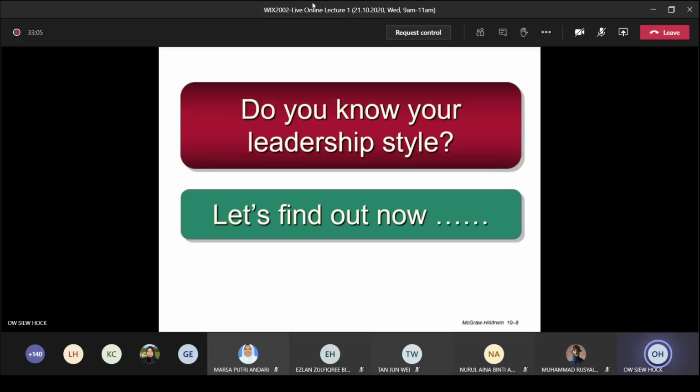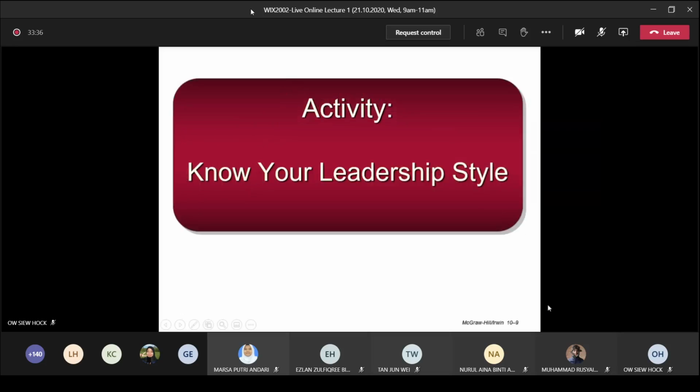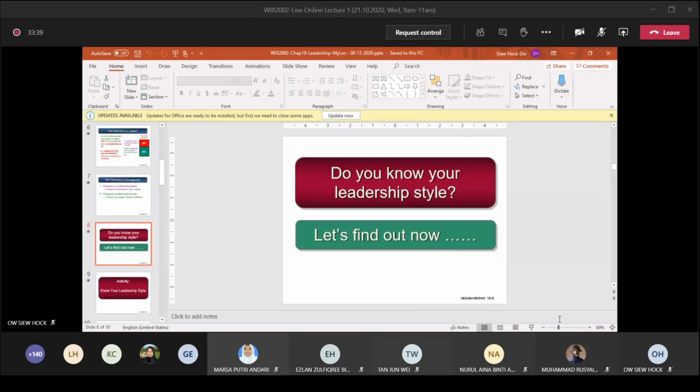So now, do you know your leadership style? Okay, let's find out now. So you have downloaded the MS Word file. You go and answer the questions, and then you calculate the score, and then you plot the graph. Can you do it now? Okay, you do it in 10 minutes. Once you're ready, just let me know.